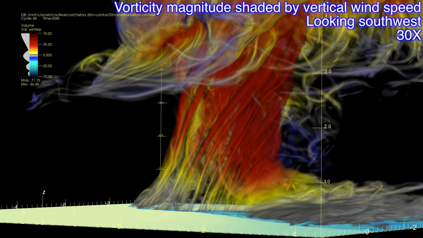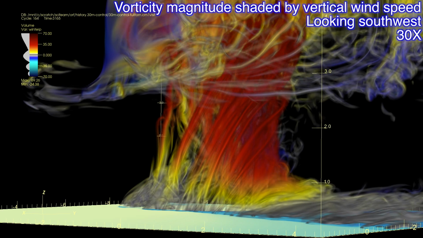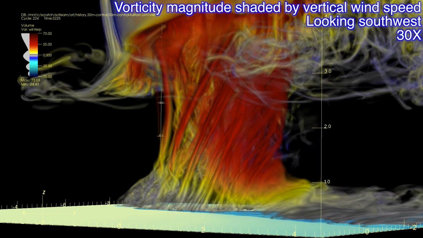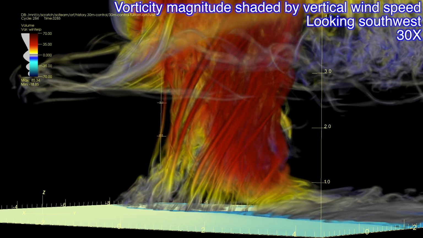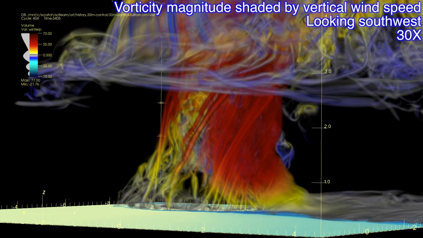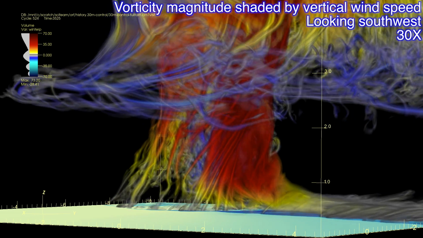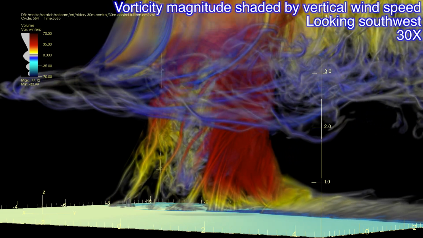Okay, this is vorticity magnitude shaded by the updraft velocity. So this red region is the updraft. This is like 10 minutes before tornadogenesis. We start with a lot of these linear features, these vortices that sort of just hang out along the border between the environment ahead of the storm and the cold pool that it's producing.